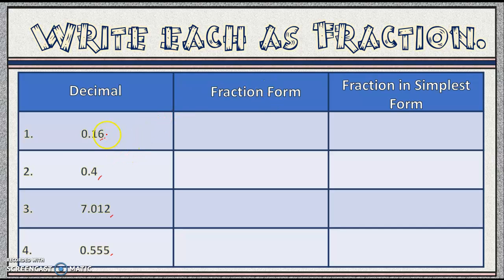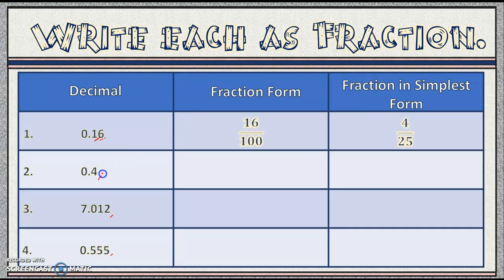Example, number 1, 0.16, we read it as 16 hundredths, so 16 over 100. The denominator is a power of 10 because of the decimal places: 1 is in the tenths place, and the given is in the hundredths place. So it is 16 hundredths. Then always simplify your answer. So the answer is 4 over 25.